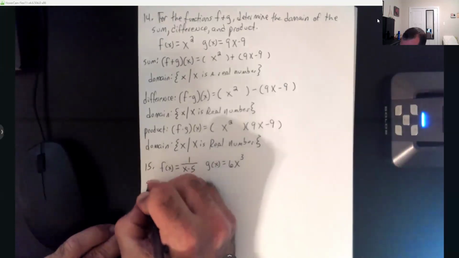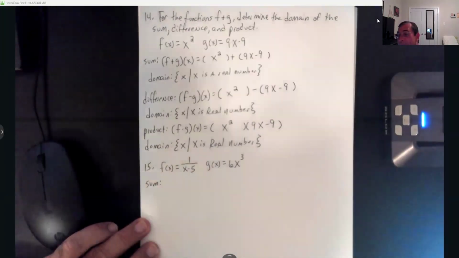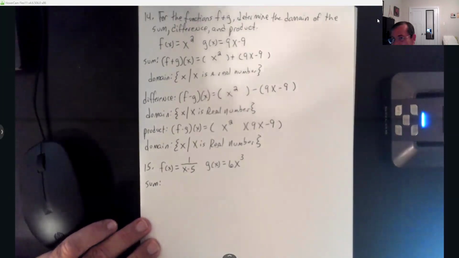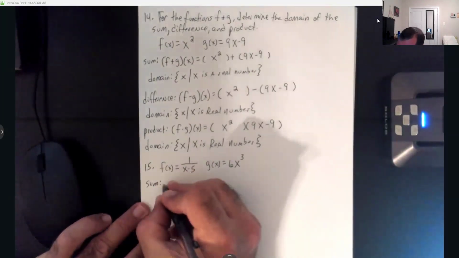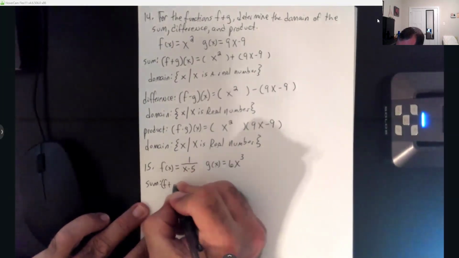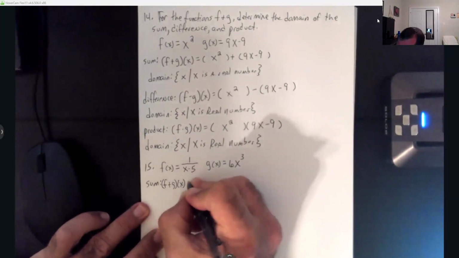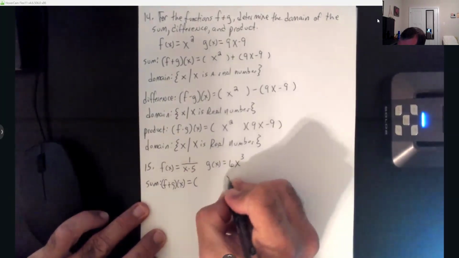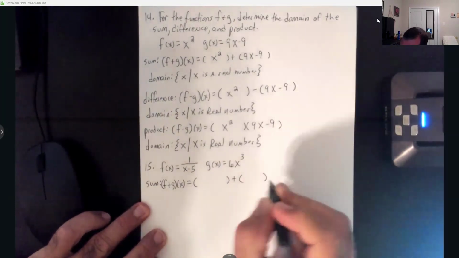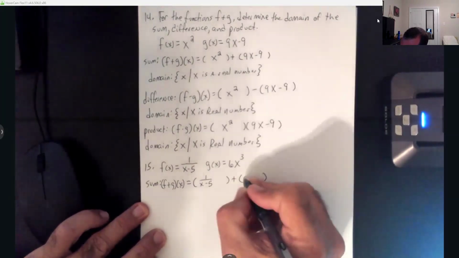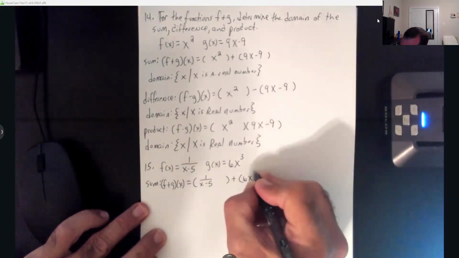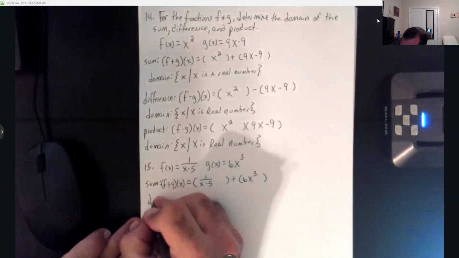All right, so first we're going to find the sum. Now, actually, my number 16 will be a little division, though. So the sum, that's going to be f plus g of x. That's going to equal my f plus my g. So that's 1 over x minus 5 plus 6x to the third.